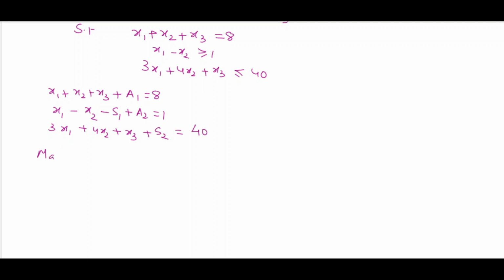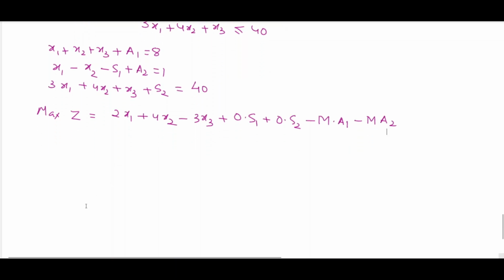So now the objective function will be maximize z is equal to, it was your 2x1 plus 4x2 minus 3x3. Now we have S1 and S2, so 0 S1 plus 0 S2. You know that in the objective function we give a negative coefficient M for A1, A2. So it will be minus M A1 and minus M A2. This is the format. So now as usual you can work out in the usual way.